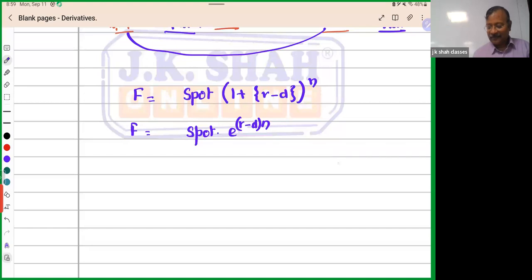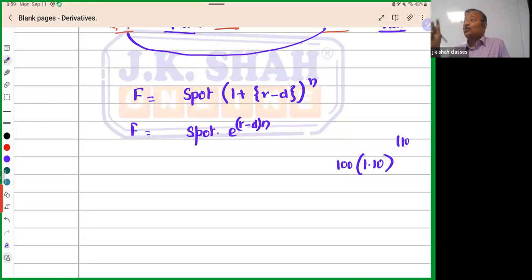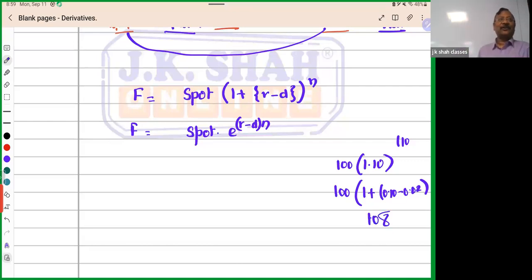Supposing there was no dividend and 10% was the rate of interest. And let's say spot was 100. What would you have done? 100 into 1.10. You would have got 110. But now I'm saying, no. 2% is the dividend yield. Right? What would you do? 100, 1 plus 0.1 minus 0.02. कितना आएगा? See that? Dividend has the impact of reducing the future price.